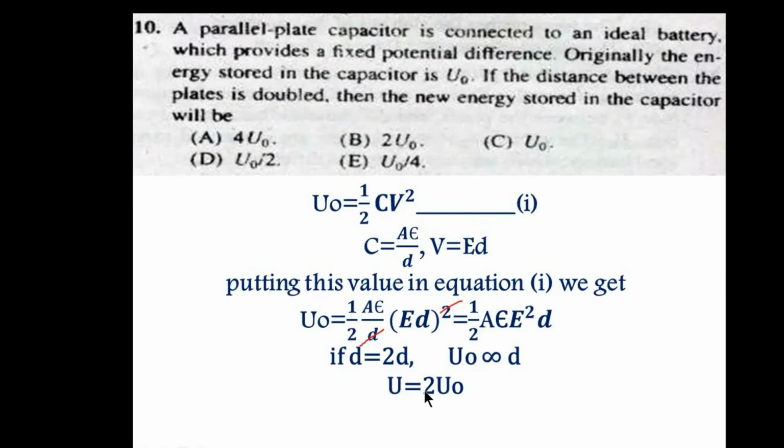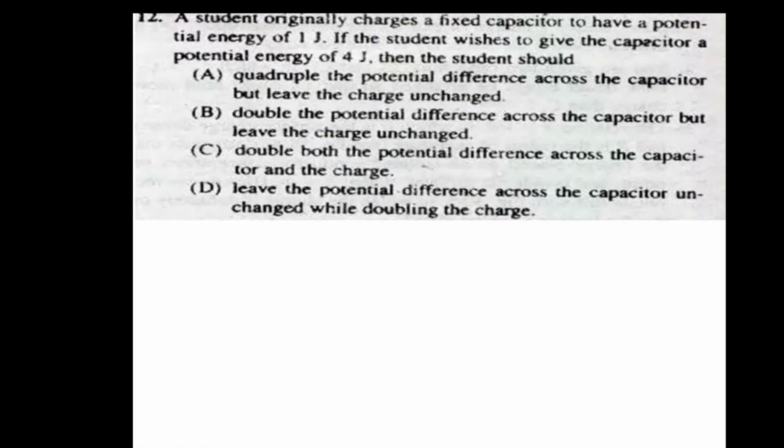So when we are increasing the distance, then the potential energy would be increased. So option B is the correct option. Next question is, a student originally charges a fixed capacitor to have a potential energy of 1 joule.